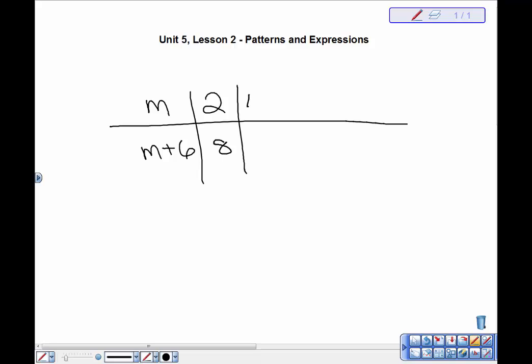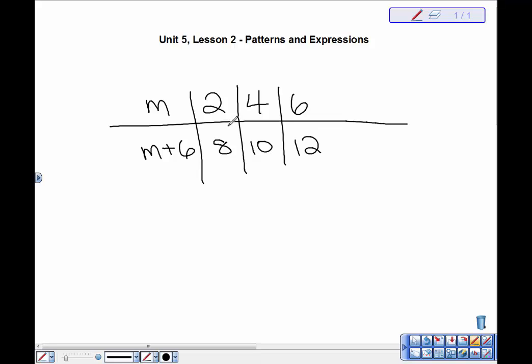What if m equals 4? So instead of 2, it would equal 4. Plug in the 4 for m. 4 plus 6 equals 10. How about if m equaled 6? So instead of m, we use 6. 6 plus 6 equals 12.